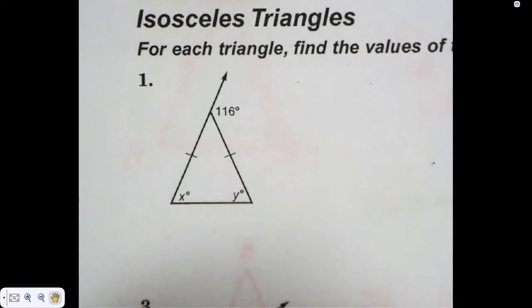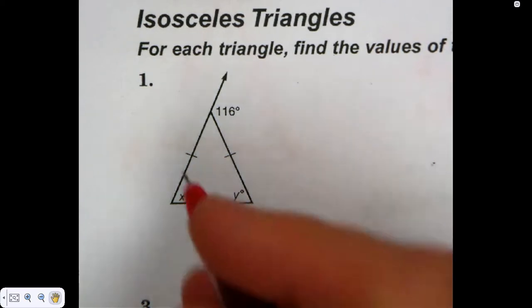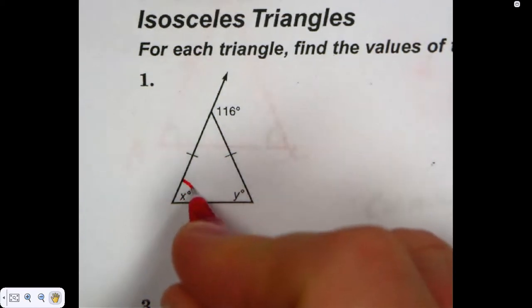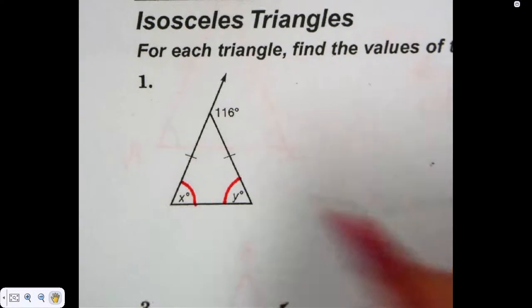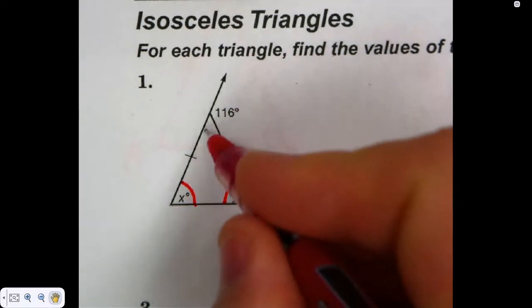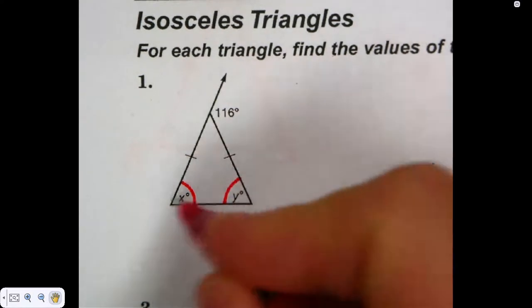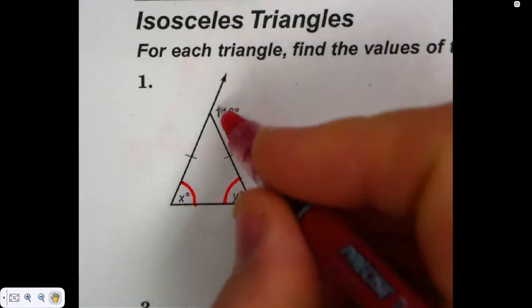Is this an isosceles triangle? So what do I know? These two sides are congruent. What else then? Which angles? These two are congruent. If I knew that angle, could I find those? How can I find that angle?